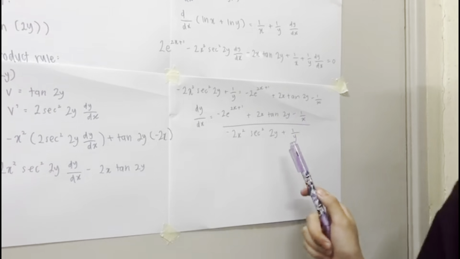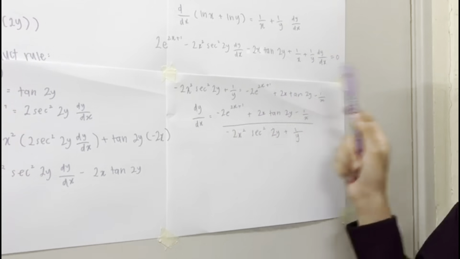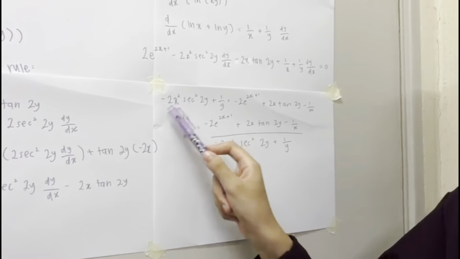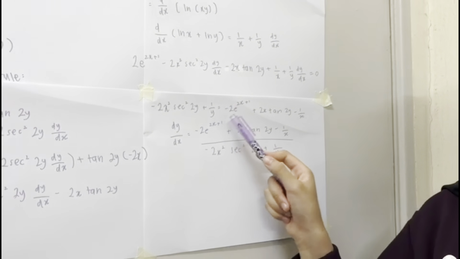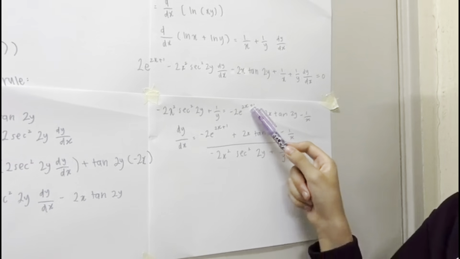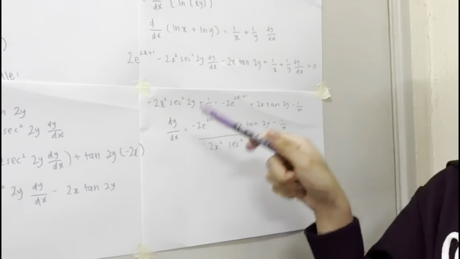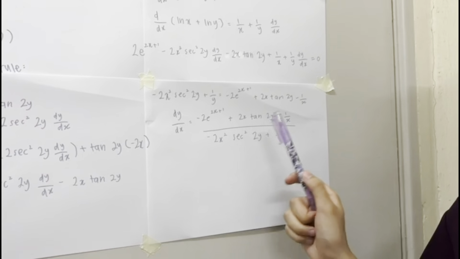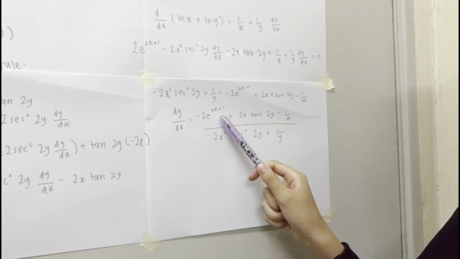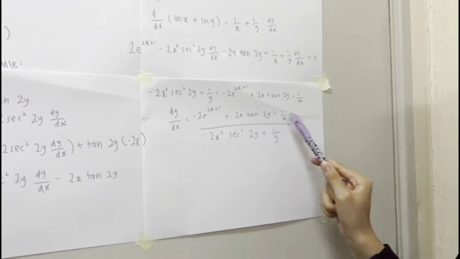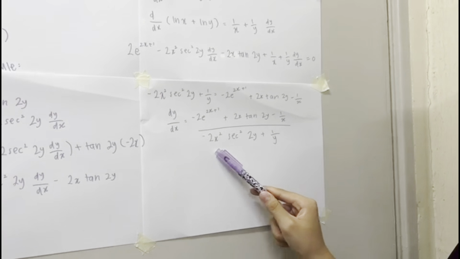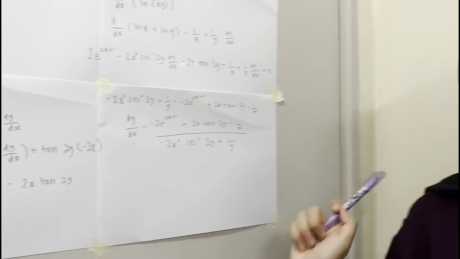Next, by rearranging the equation to y and x separately, negative 2x squared secant squared 2y plus 1 over y equals negative 2e to the power of 2x plus 1 plus 2x tangent 2y minus 1 over x. Then you will get dy dx equals negative 2e to the power of 2x plus 1 plus 2x tangent 2y minus 1 over x, over negative 2x squared secant squared 2y plus 1 over y. All solved! Okay, now let's move on with our last question, which is question 4.